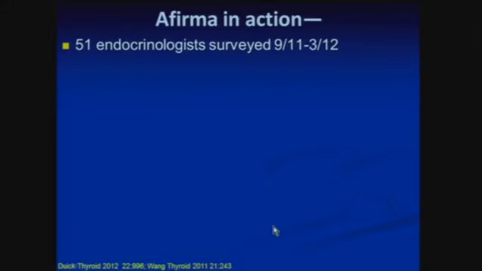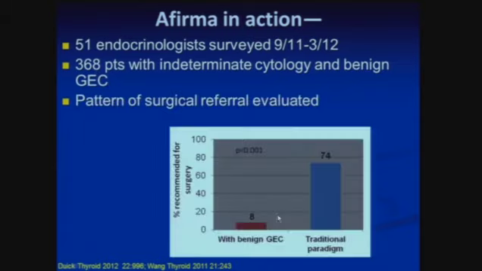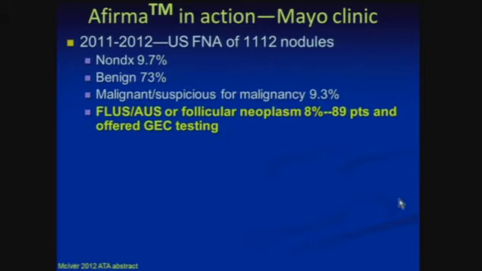And this was now released for commercial use, and in the first 6 to 9 months that it was used, 51 endocrinologists were surveyed, and they had 368 patients in whom they used the gene classifier expression test, and you can see what happened. They had a very dramatic shift in patients that they were referring to surgery, from 74 patients down to 8 patients. So a large group of patients did not need to have surgery, the vast majority proving to have benign surgical pathology, but instead were in the watchful waiting group. And so this was actually very helpful, and the endocrinologists felt very comfortable offering this to their patients.